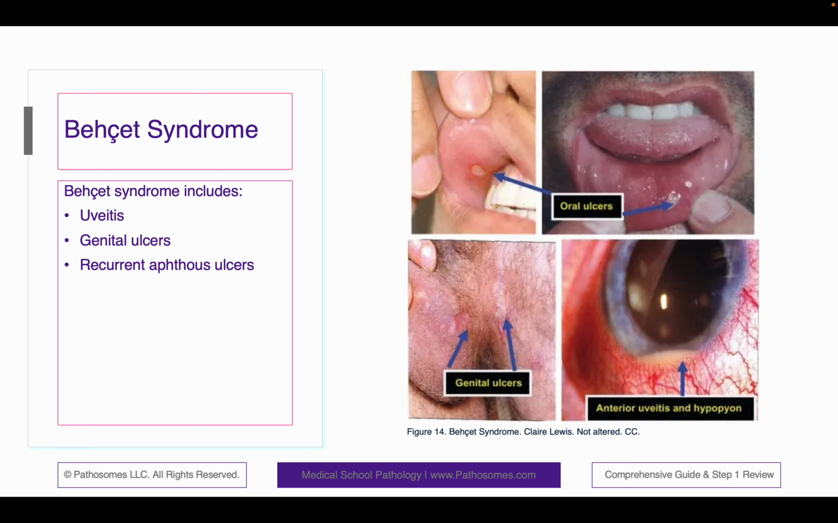And speaking of aphthous ulcers, there's a syndrome that is associated with aphthous ulcers called Behçet's syndrome. Now, this syndrome also presents with uveitis and genital ulcers.